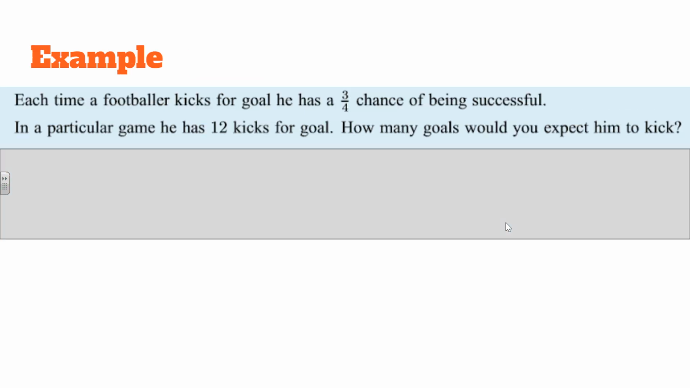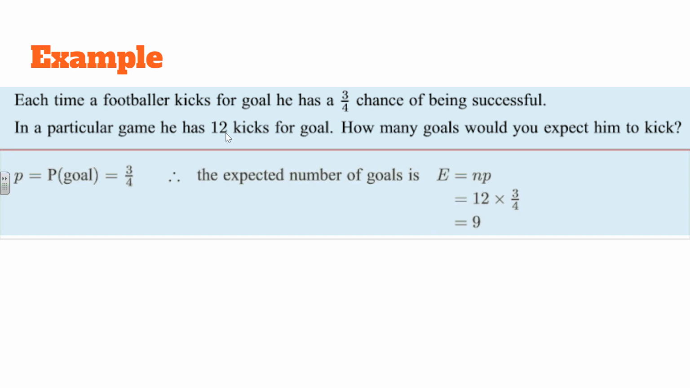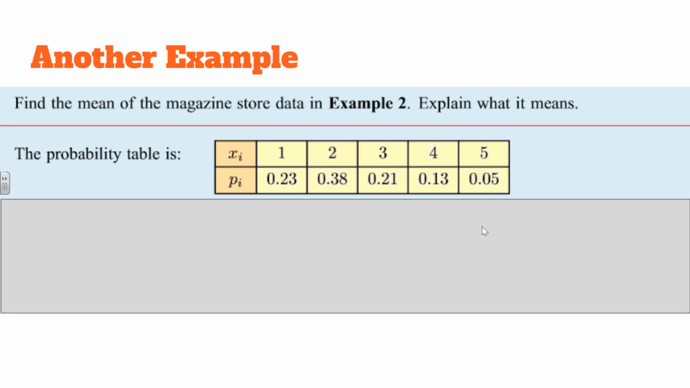So if we look at this example here, it says each time a footballer kicks for a goal, he has a 3/4 chance of being successful. In a particular game, he has 12 kicks for goal. How many goals would you expect him to kick? So if he's going to have 3/4 of them being successful, all we do is n times p, 12 times 3/4, and that gives us 9.